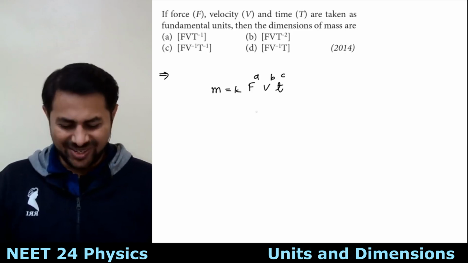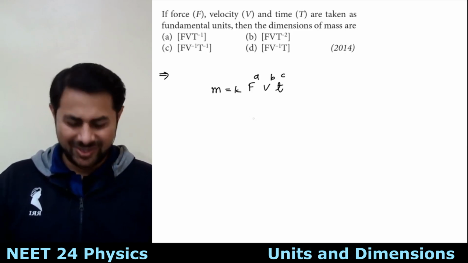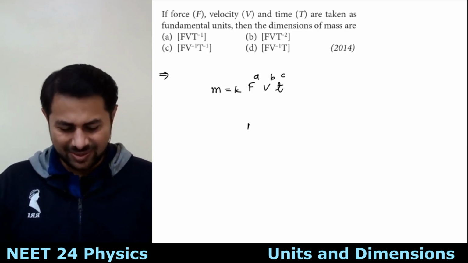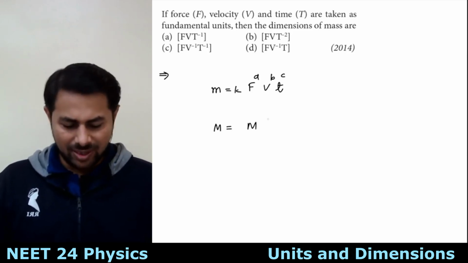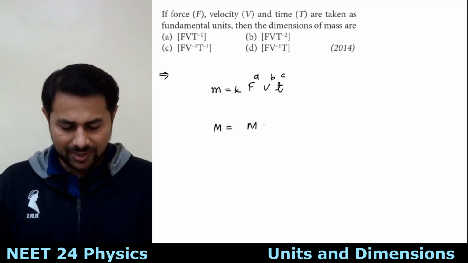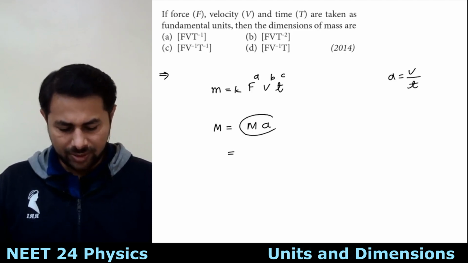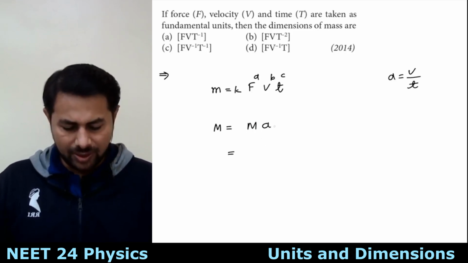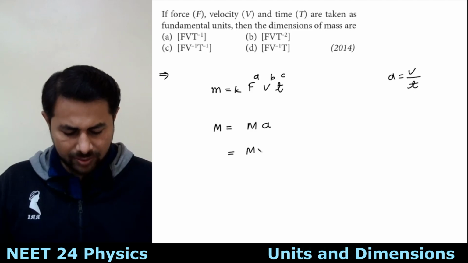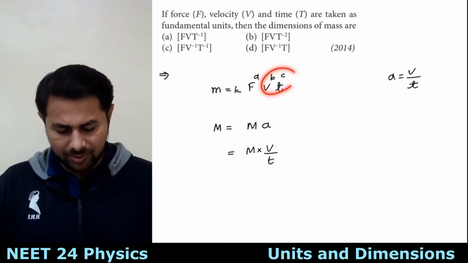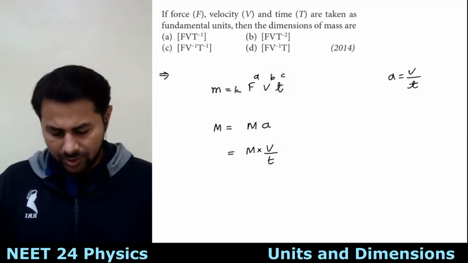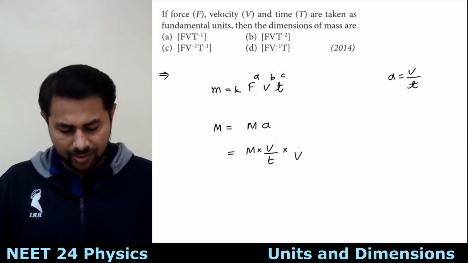Let's check. Alright, so force can be written as what? It is mass into acceleration, right? And you just want mass. On the left hand side you have mass only, and force is mass into acceleration, and acceleration can be written as v by t. So this is just force. I am writing for force only. So this is equal to m into v by t, and you need to get rid of this v and t. What should you do? You should divide by v and multiply by t.